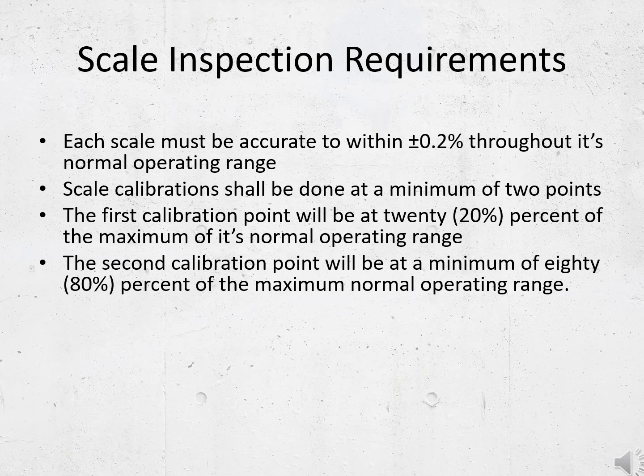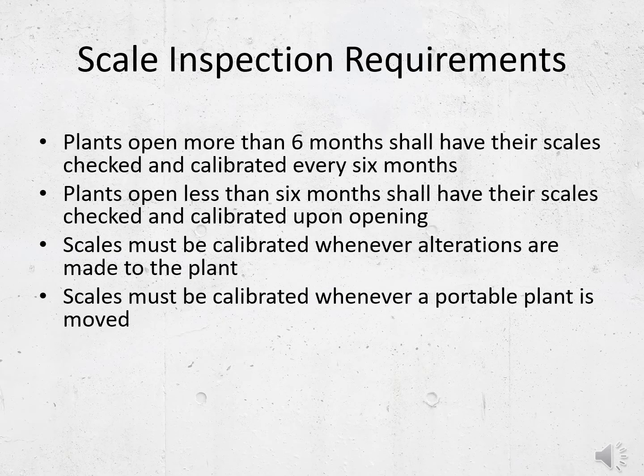You may want to ask the producer to what maximum value they load their scales, just to make sure that they've had them calibrated within the correct range. Scales need to be calibrated every 6 months, unless the plant is only open for the spring, summer, fall season, in which case the scales should be calibrated upon opening each spring.